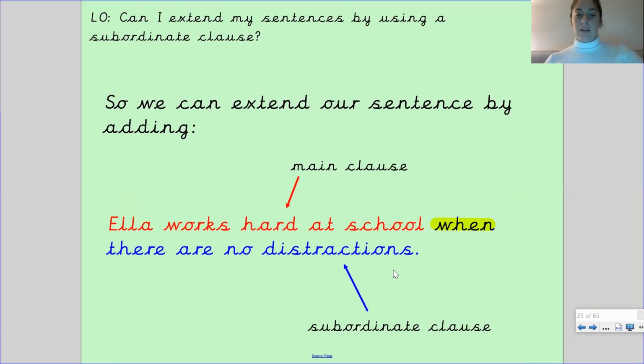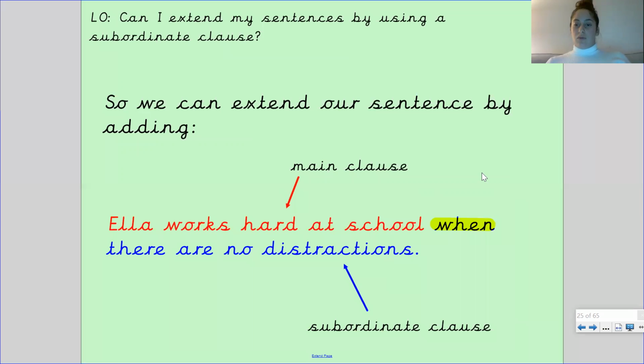Now, just a reminder, the main clause makes sense on its own, and the subordinate clause does not make sense on its own. So if I was to say to you, Ella works hard at school, you would have an understanding of what I mean. But if I was to say, when there are no distractions, you wouldn't really know what's happening when there are no distractions. It doesn't give you enough information. So that's the subordinate clause.